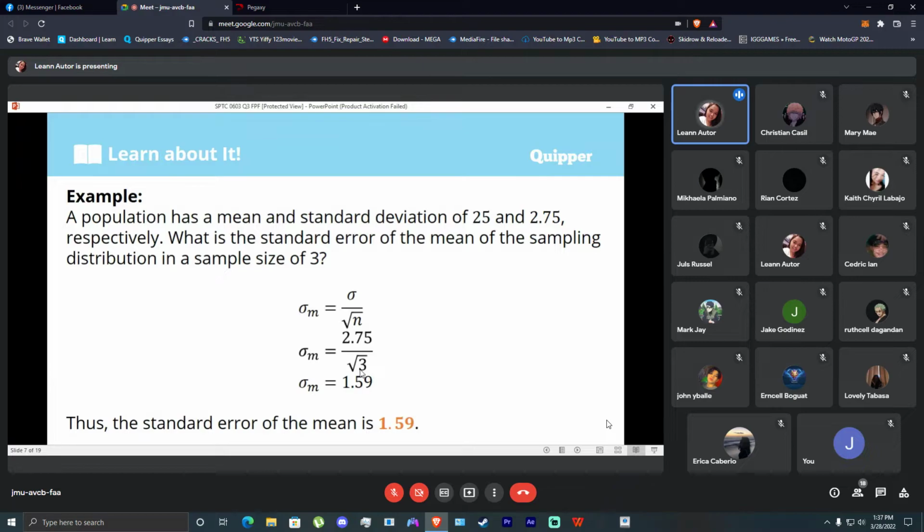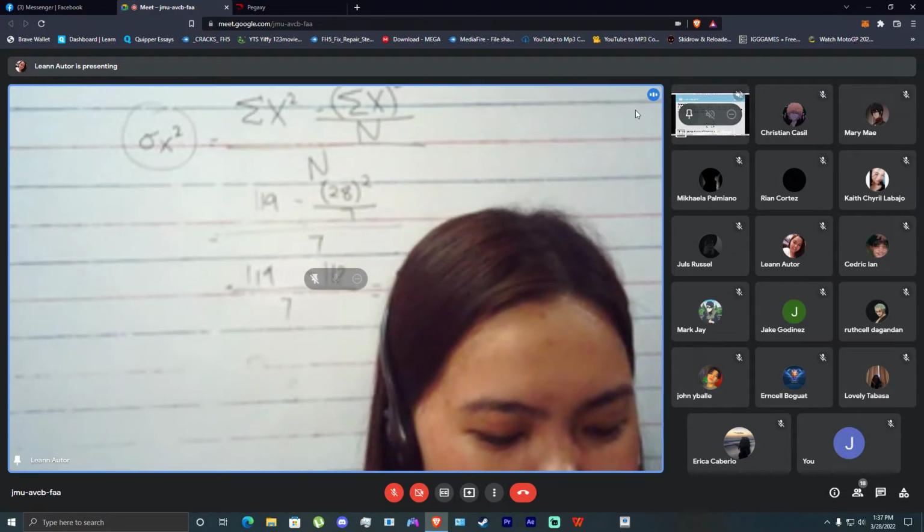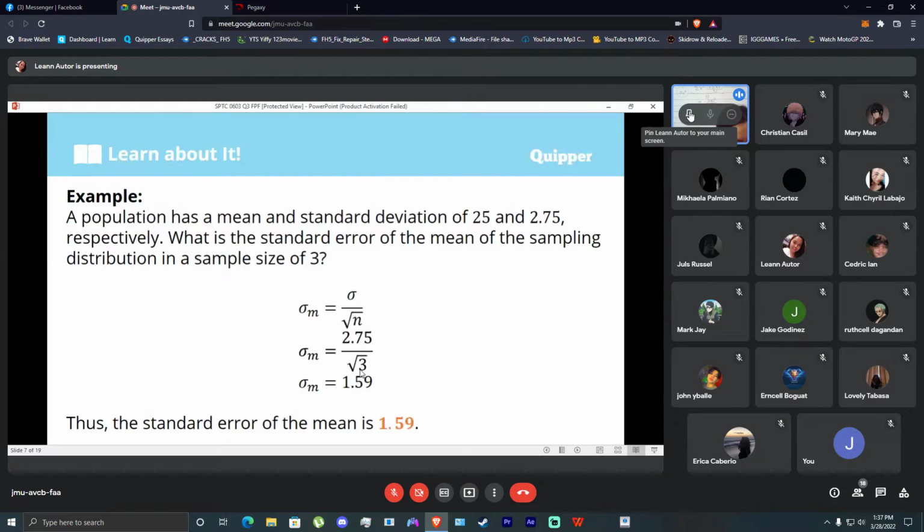Then 2.75 divided by 1.73 will result to 1.5895 and so on and so forth. So we're going to round it up, and it will become 1.59. That will be the standard error of the mean, which is equal to 1.59. Next, we'll have another example.